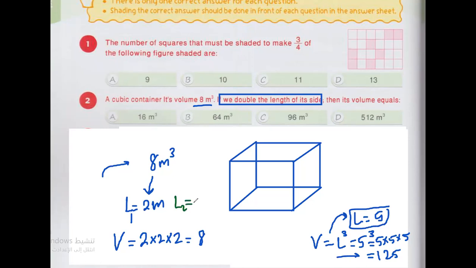4m. Right, 4m, correct, because he asked if we double the length of its side. Then its volume. What is the volume for the new one? Can I say 4 times 4 times 4? Right, correct. 4 cubed, so 4 times 4 times 4. So the answer is 64 m cubed. Yes, 64 meters cubed.